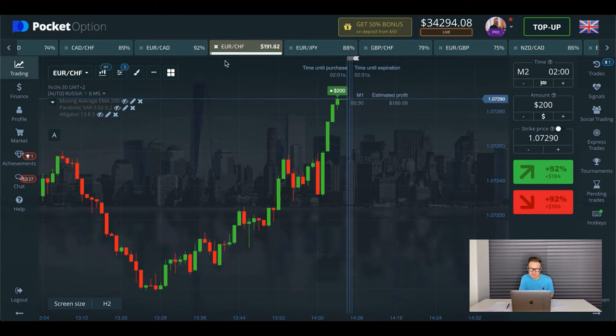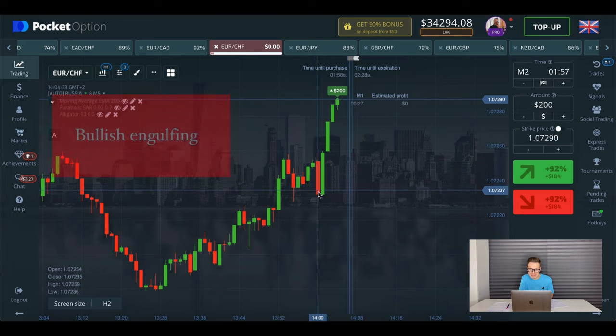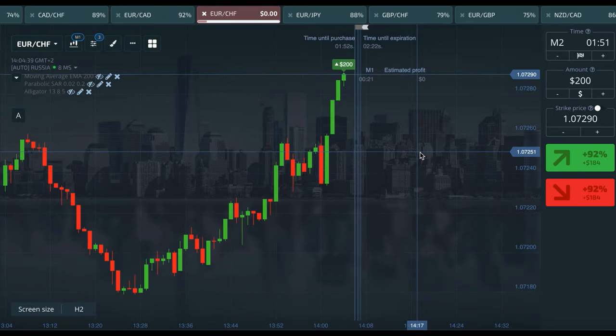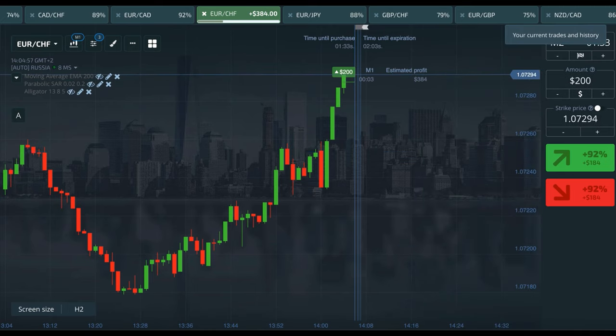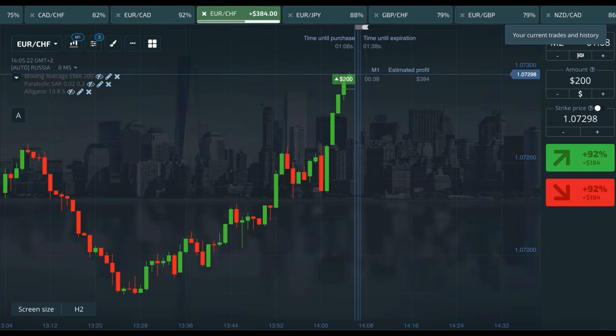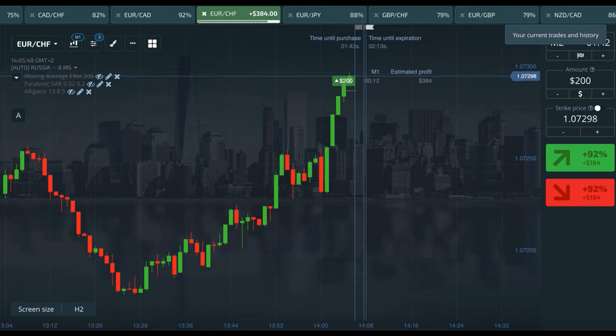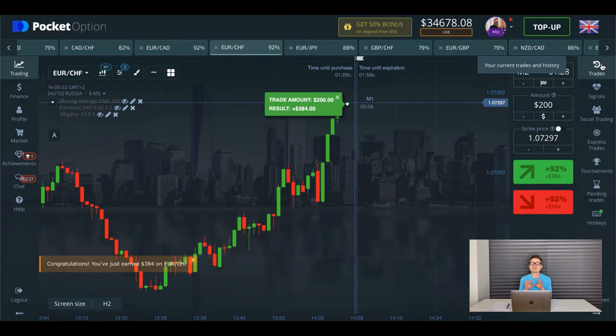Traders, I choose the EURCHF currency pair. This is a bullish engulfing. I make a call option. Traders, very good result. I have a profit deal. Let's continue.